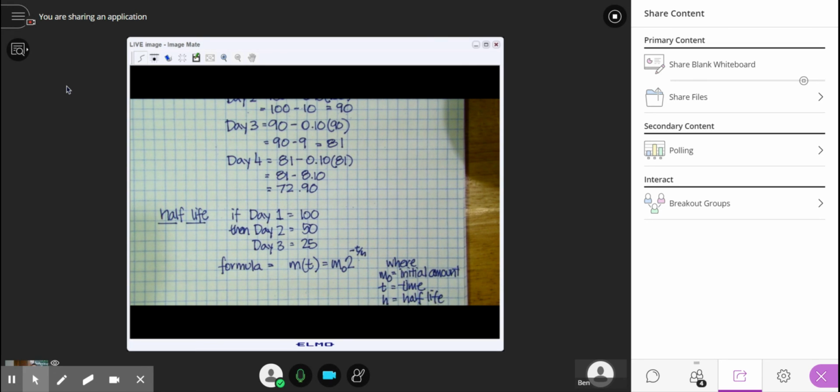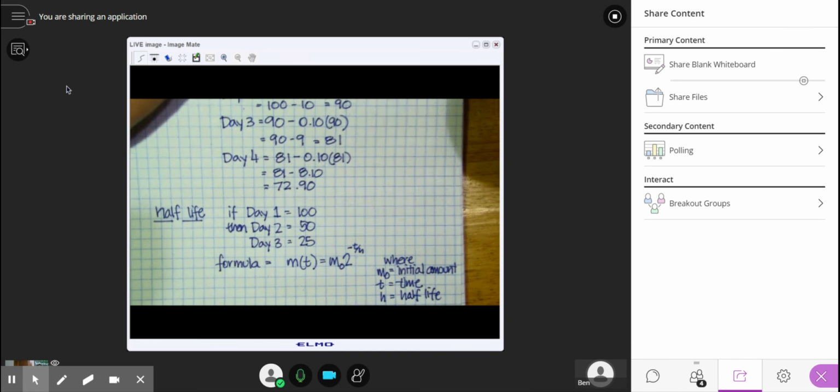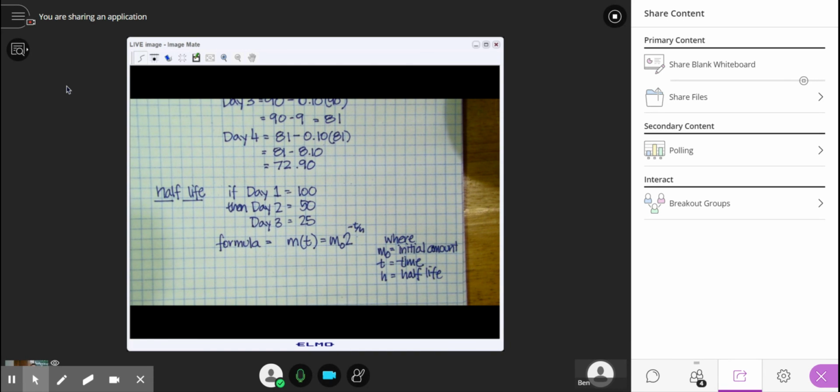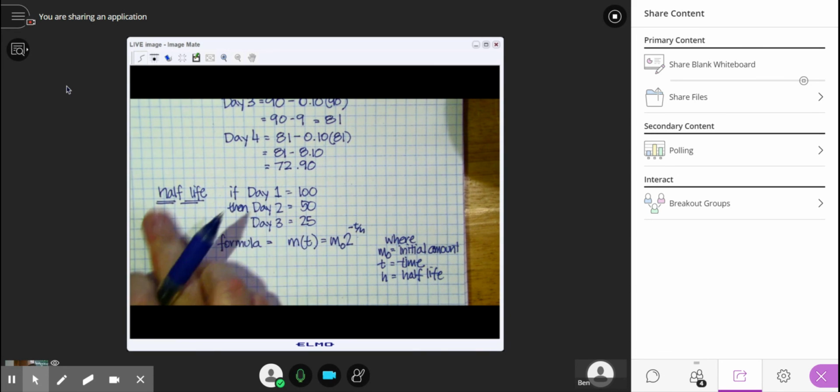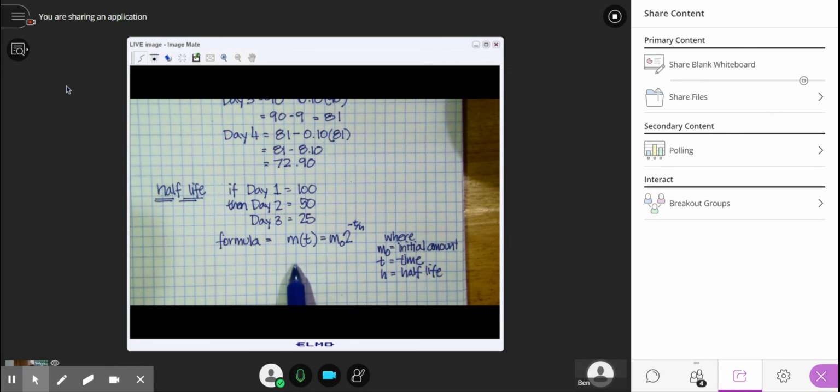And just like the doubling formula, the time and the half-life have to be the same measurement of time, but not necessarily always years. You can have half-lives in minutes, hours, years, seconds. It really doesn't matter. So if they give you a problem that specifically states half-life, then you can use this formula.